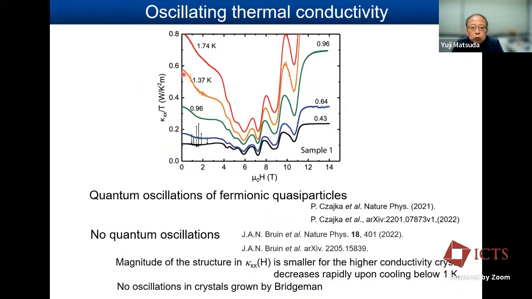And the Princeton group also observed that kappa xx shows oscillating behavior. So they claim this is a quantum oscillation of Majorana fermions. So in this sense, they claim that this system has both bosonic and Majorana fermion particles. However, the Max Planck group said this is not quantum oscillation, because the magnitude of the structure in kappa xx is smaller for the higher conductivity crystal and decreases rapidly upon cooling below 1 Kelvin. Actually, we also measured kappa xx at low temperatures, and we observe this oscillation-like behavior at high temperature in the quantum spin liquid state. But this completely disappears below 0.3 Kelvin. And we also observe no oscillation in the antiferromagnetic state, at least in the crystal grown by Bridgman.